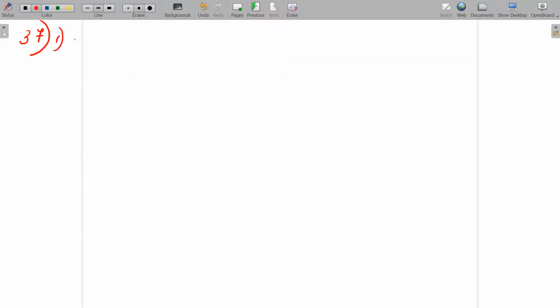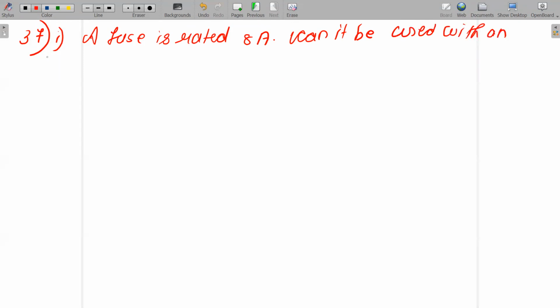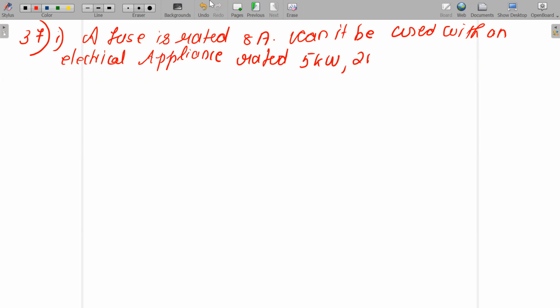First question in this. A fuse is rated 8 ampere. Can it be used with an electrical appliance rated 5 kilowatt, 220 volt? First one is kilowatt and this is 220 volt.